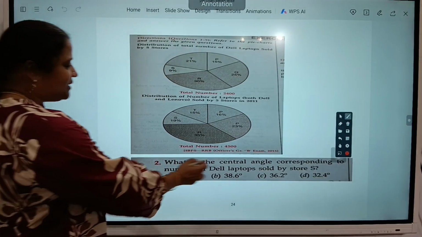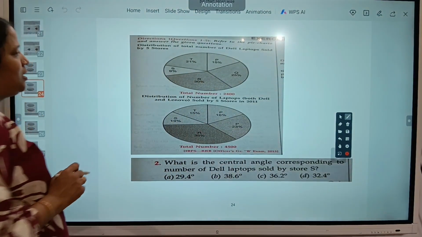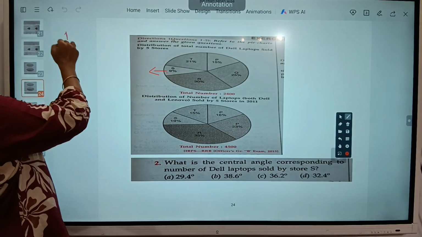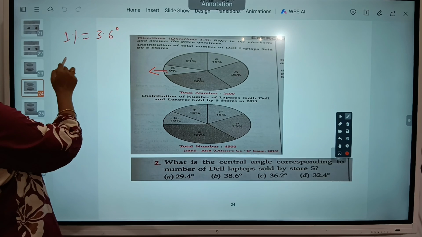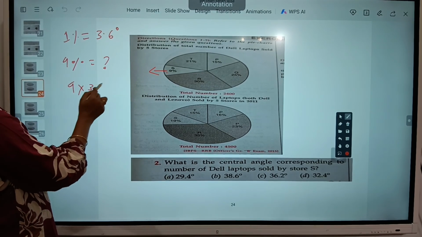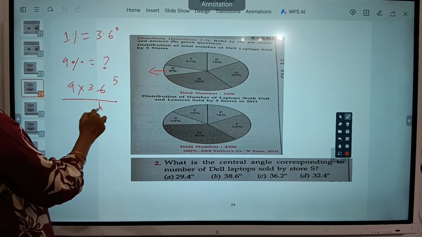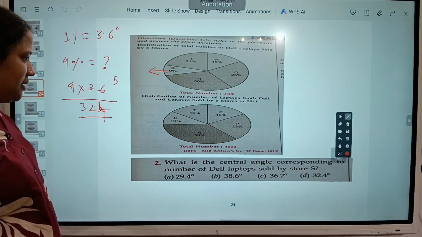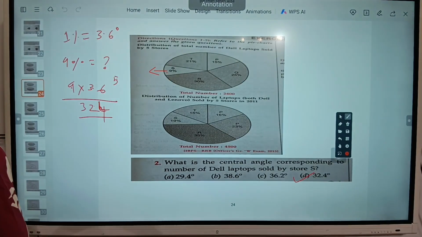The next question is, what is the central angle corresponding to the number of Dell laptops sold by store S? So in store S, what is the central angle? 1% is equal to 3.6 degrees. So 9% will equal how many degrees? Means 9 into 3.6. 9 6s are 54, 9 3s are 27, so it is 32.4 degrees. Okay, this is the value.